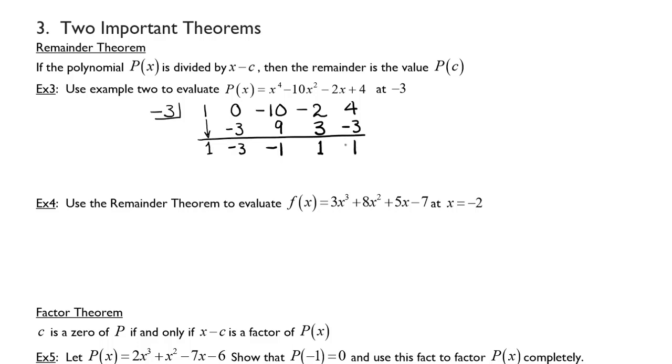Does this look familiar? The remainder is 1, so we can say that p of negative 3 equals 1. And for demonstration purposes only, p of negative 3 would be the same if we substituted negative 3 in for x and calculated what you get. It'll come out exactly the same.